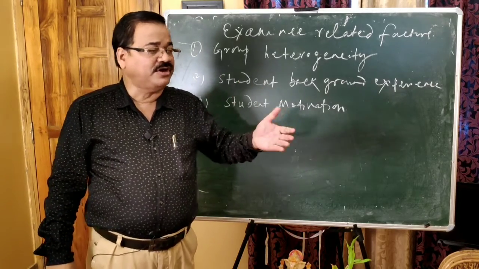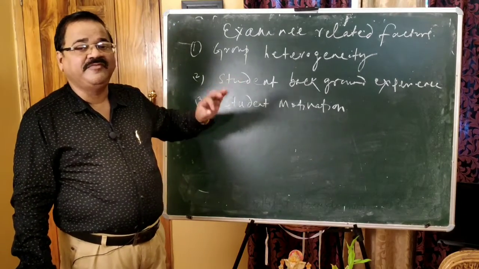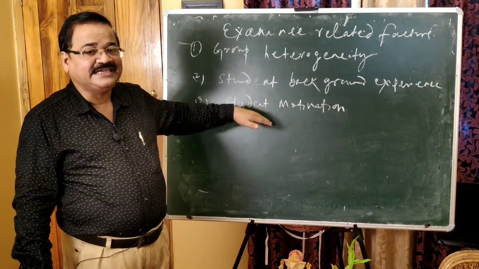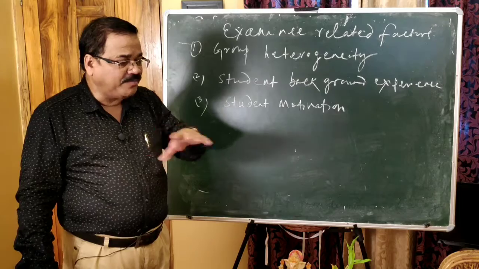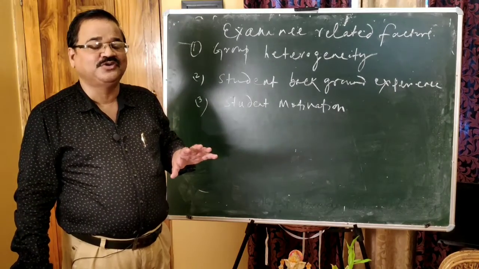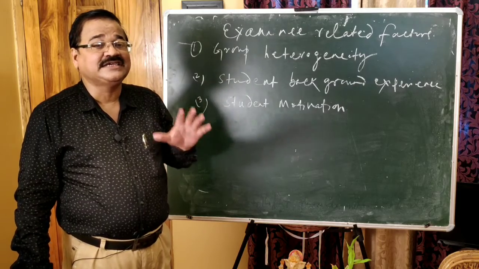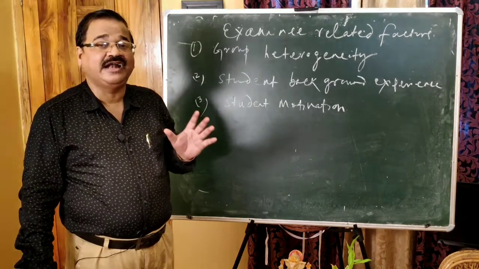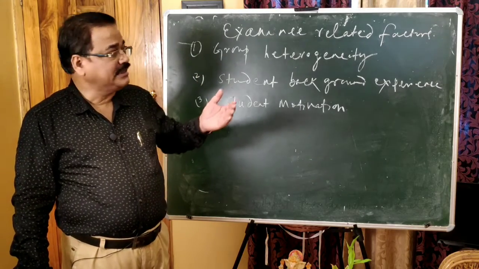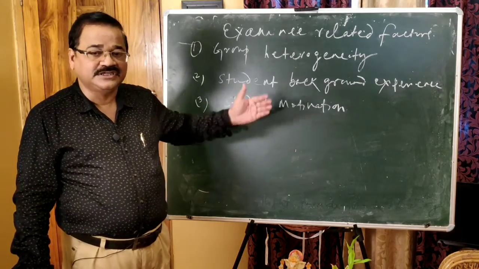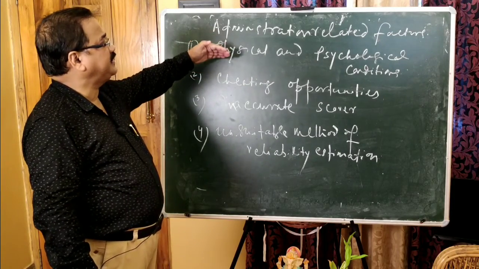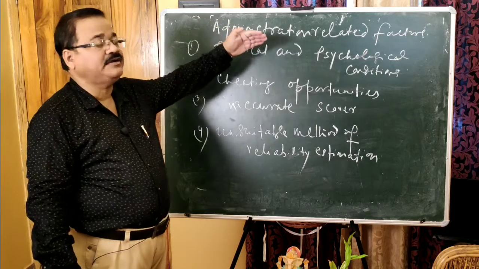Now we will switch over to the third one, that is administration related factors. When the test is administered, during the process of administration, there are some factors, some errors which need to be avoided, otherwise they will influence reliability and validity to a greater extent. So what are those factors relating to the administration of a test? Let us discuss one by one. So now let us come to the third aspect, that is administration related factors.